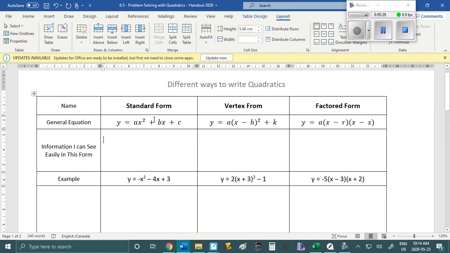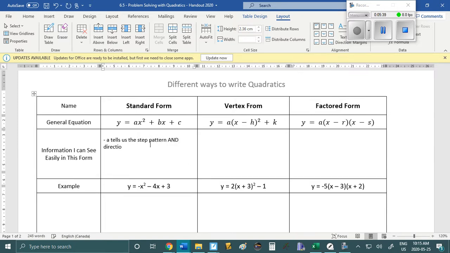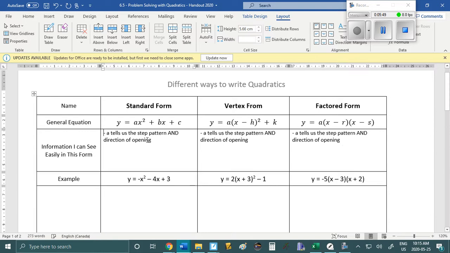All right, so what can we see from standard form? Well, A tells us the, let me put a little dash there. A tells us the step pattern and direction of opening. And I'm going to copy and paste this into the other 2, because obviously A is in all 3 of them, right? Okay, now let's sort of do what's different between them. So C tells us the y-intercept.